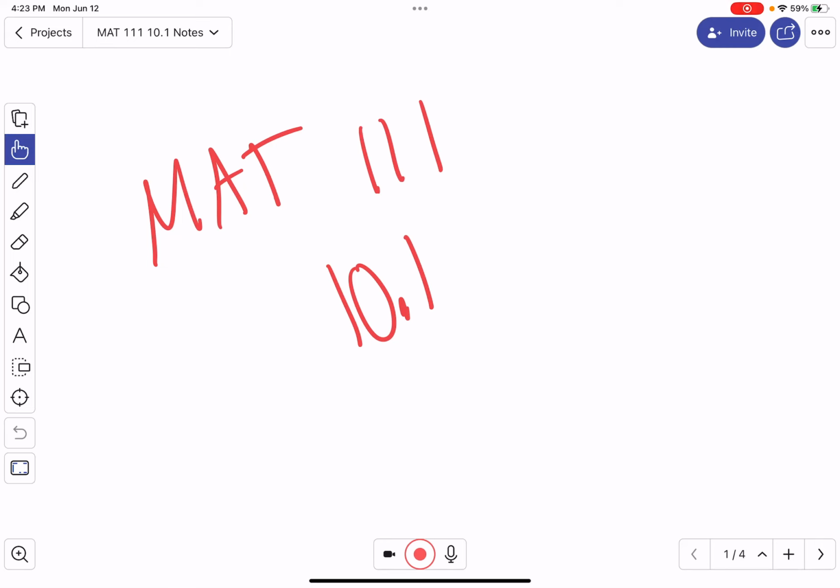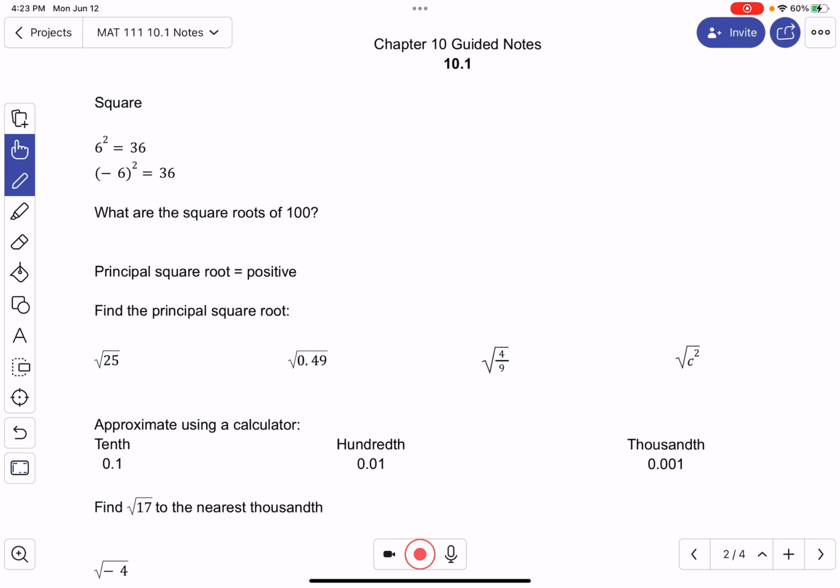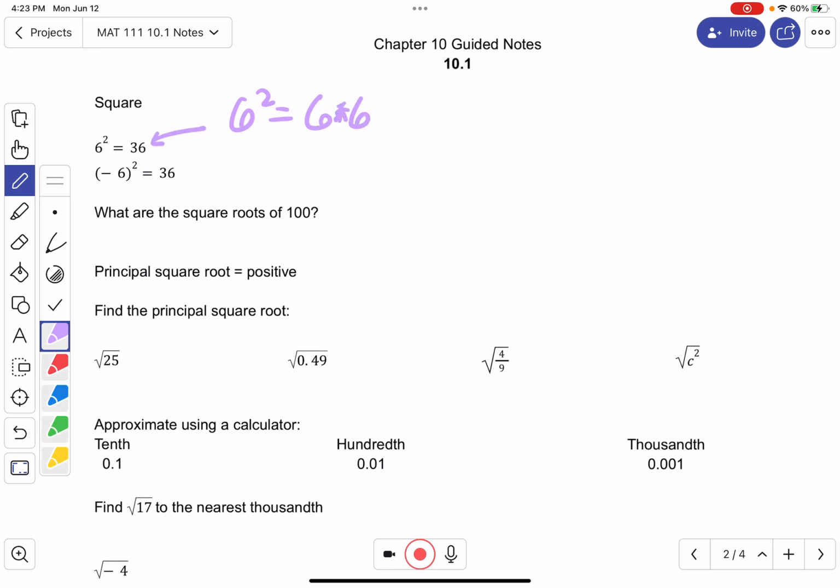This video is going to cover section 10.1, which introduces us to radicals. The word square in math could be a shape that has all the sides the same, but in algebra, it means squaring a number, or an exponent of 2. So if we do 6 squared, that's the same as 6 times 6, which gives us 36. Negative 6 squared is the same thing: negative 6 times negative 6 gives us positive 36.